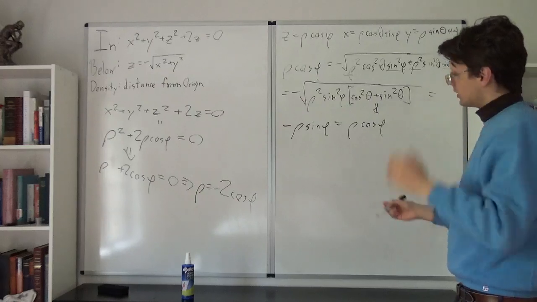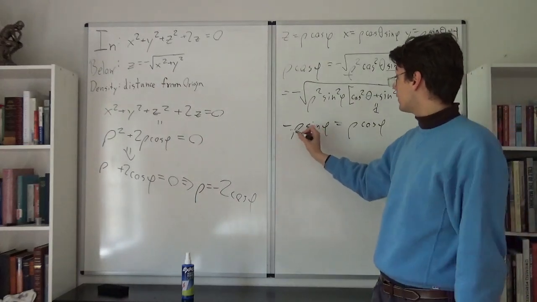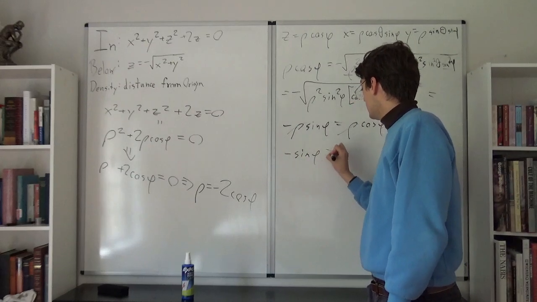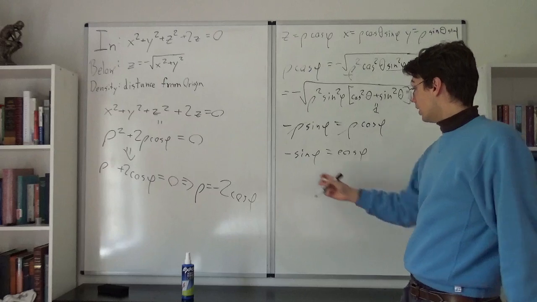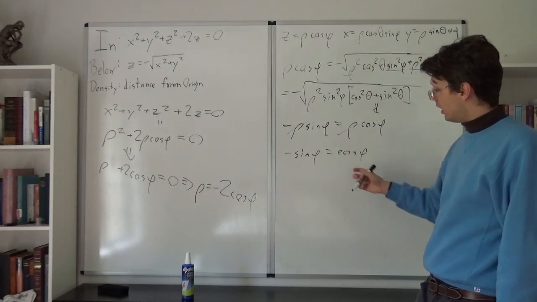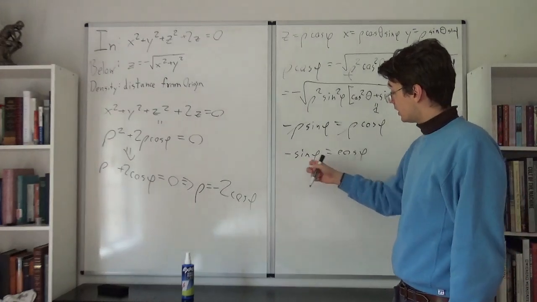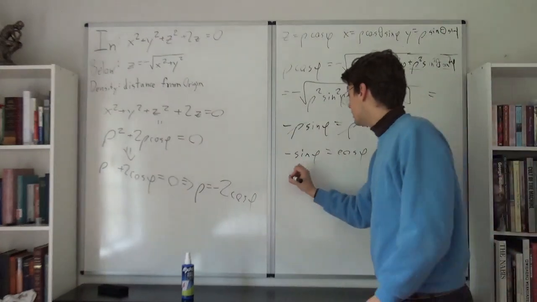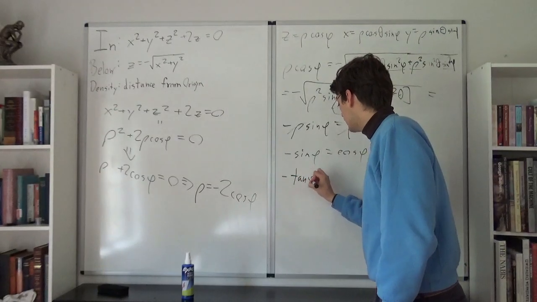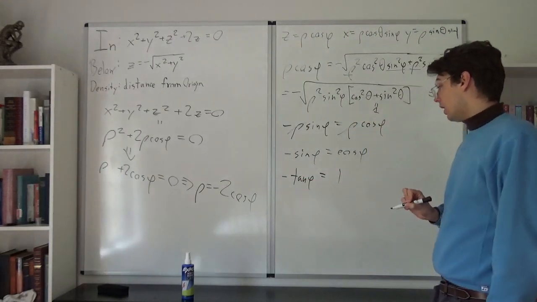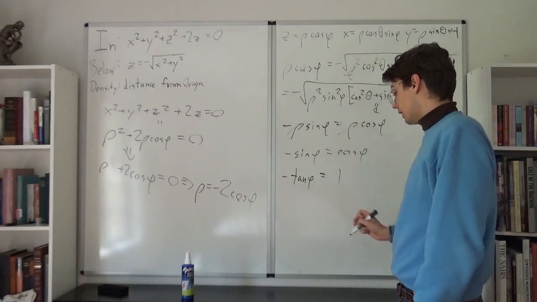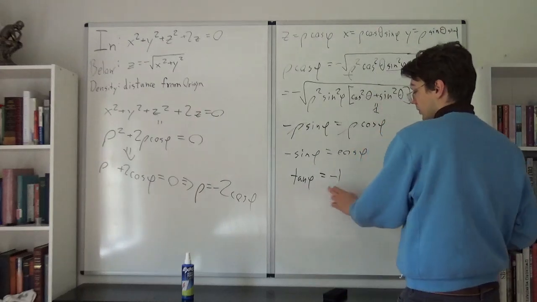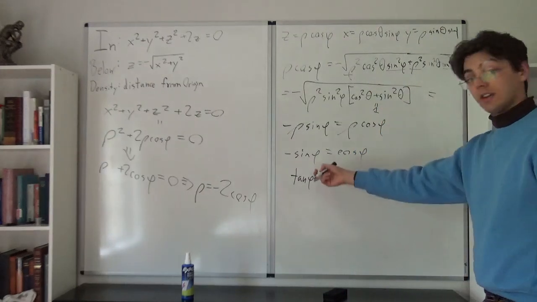Now look at this and I think, alright, how do I simplify this? Oh, they both have a rho, let's cancel that out. Negative sine phi equals cosine of phi. Where do I go from here? Well, if I divide by cosine, that'll get me tangent, so let's convert that. So negative tangent phi equals 1. Let's move that negative over there, so tangent phi equals negative 1. And now I have to figure out what that phi is, okay?